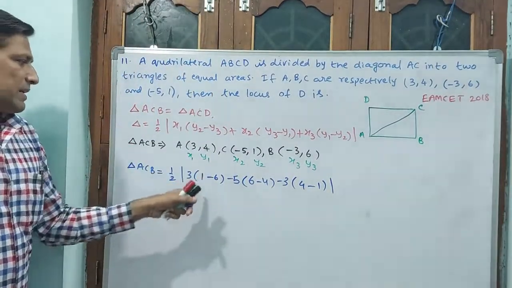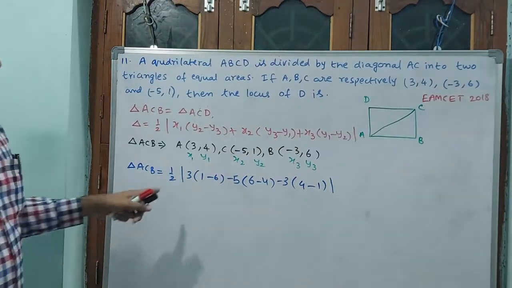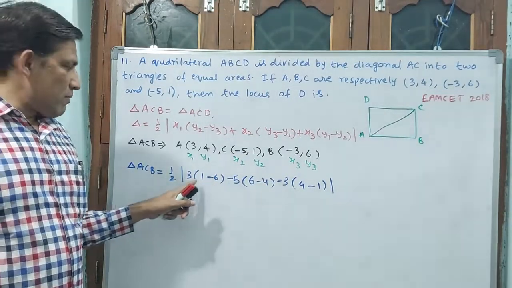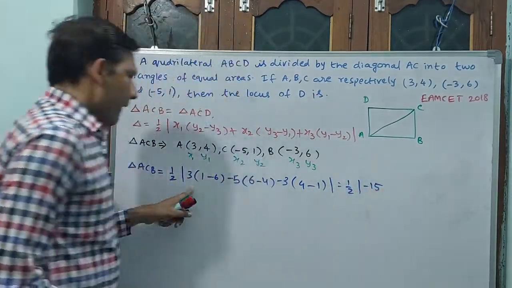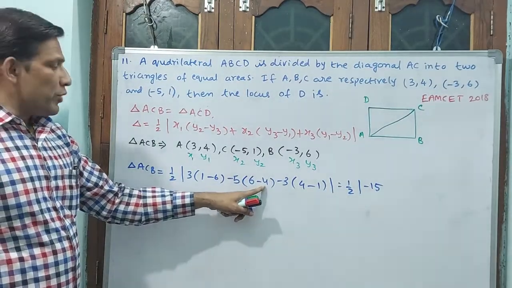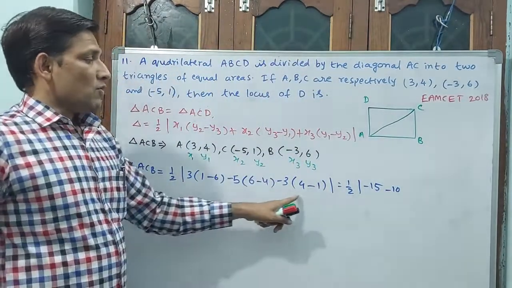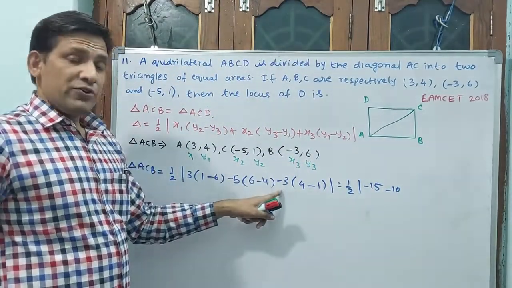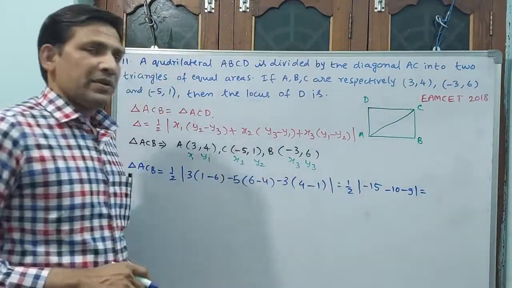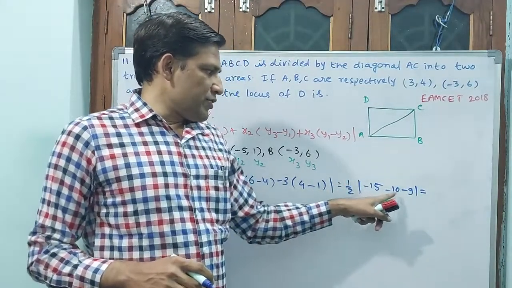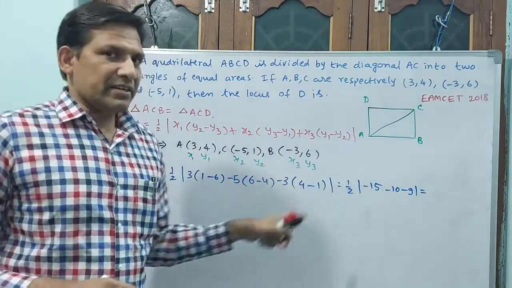Is it correct? First you see, because if you make some mistake here, then you are not going to get the answer. Straight away you see: 1 minus 6 is minus 5, 3 into minus 5 is minus 15. Six minus four is two, two into minus five is minus 10. Four minus one is three, three into minus three is minus nine. Close the modulus. All are negative, that means 25 plus nine, 34, minus 34. But modulus makes it plus 34, 34 by two.